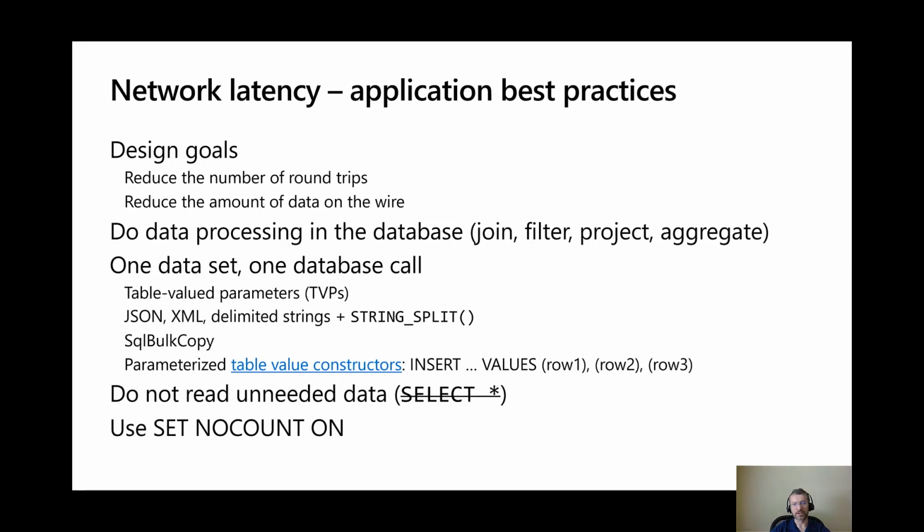And then the last two best practices are actually not new at all. They've been around probably for as long as SQL Server has been around. But they're still very relevant, so don't read unneeded data. Select star remains an anti-pattern, very much so in the cloud. And then using SET NOCOUNT ON in the beginning of your batches will often avoid an extra round trip.